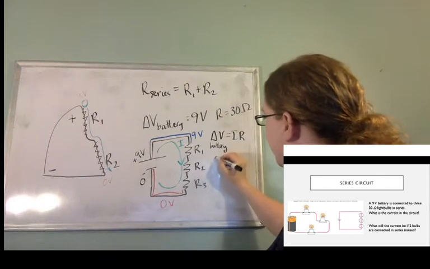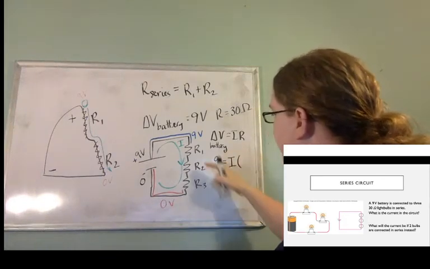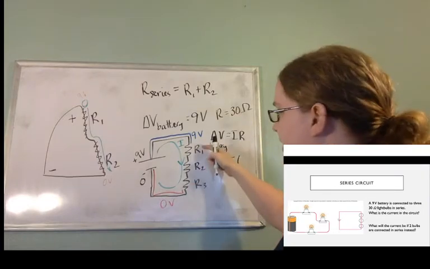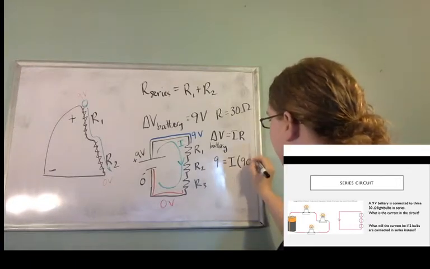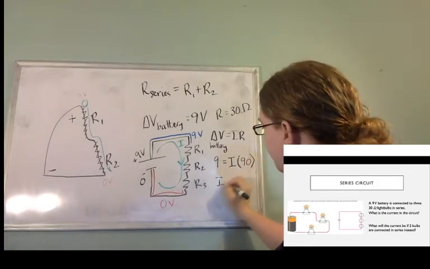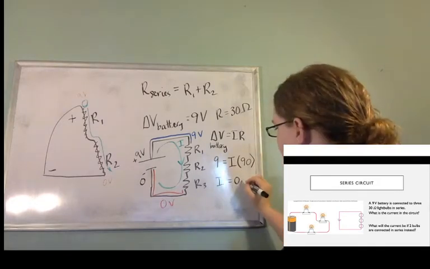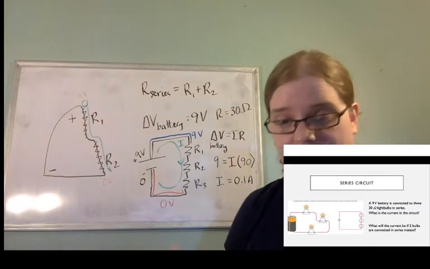So my battery, my delta V is 9 volts. My current, I don't know. And I want to know how much total resistance do I see? Well, I've got 30 plus 30 plus 30. That's going to be 90. So if we divide both sides by 90, we will have 9 divided by 90, which is 0.1 amps. That's the current that goes through.